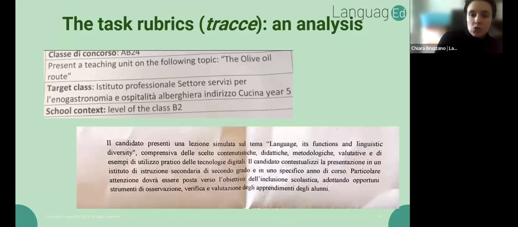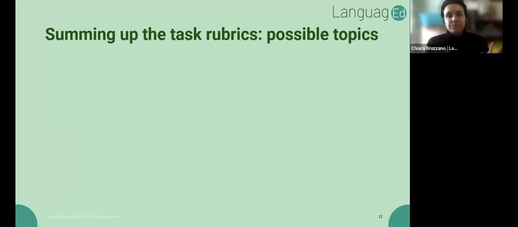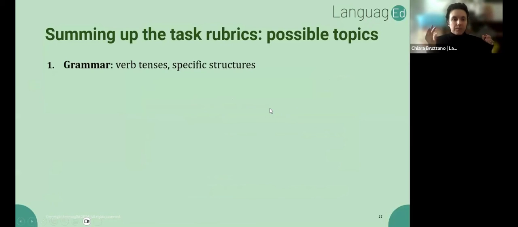Okay, so coming to a summary, summing up the task rubrics, what are the possible topics you can get, which we can understand from these examples that we've seen? Broadly speaking, and I think it's important that you know that you can get these different areas. Some of the possible topics you may get. First of all, grammar. You might get verb tenses, you might get specific structures to work on.